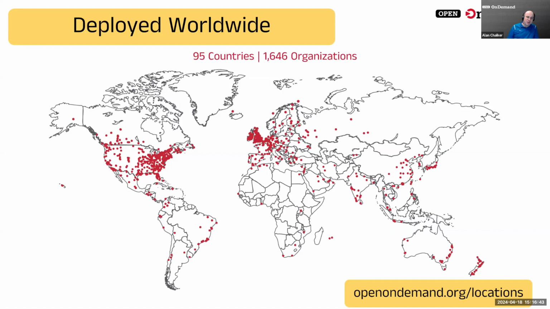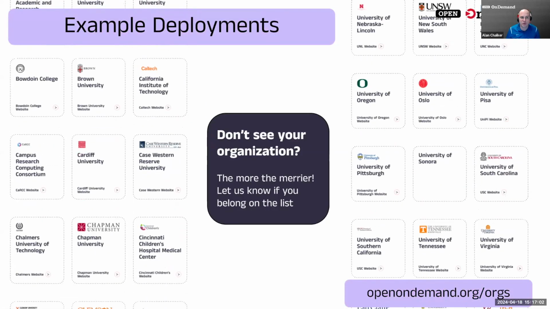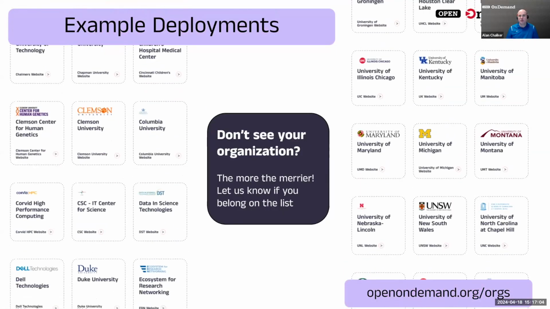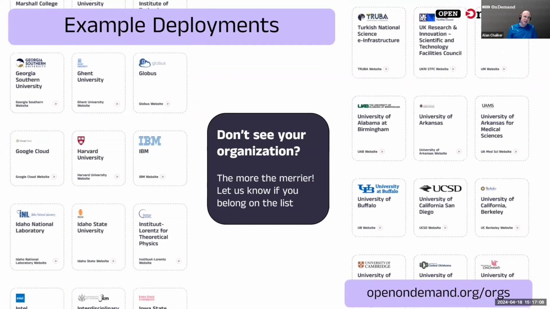But we know that this is people that have pulled down and installed Open OnDemand all over the world. This is based upon geolocated IP addresses from our RPM package server logs. But we also do know a lot of the different organizations. So there's a lot of logos flying by here really fast.